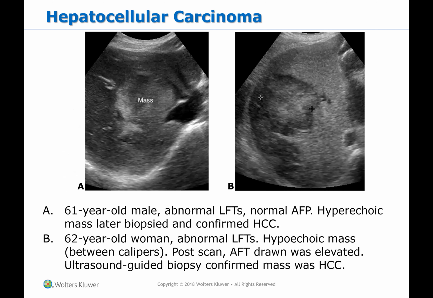Here is a 61-year-old presented with abnormal LFTs. The sonographic examination found a hyperechoic mass that was later biopsied and HCC was confirmed. The patient had a normal AFP. This 62-year-old woman presented with abnormal LFTs. A hypoechoic mass between the calipers was seen by the ultrasound. She then had her AFP drawn and it returned elevated. An ultrasound-guided biopsy confirmed that this was HCC.